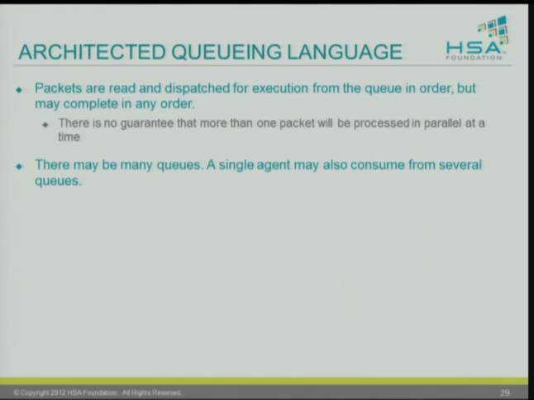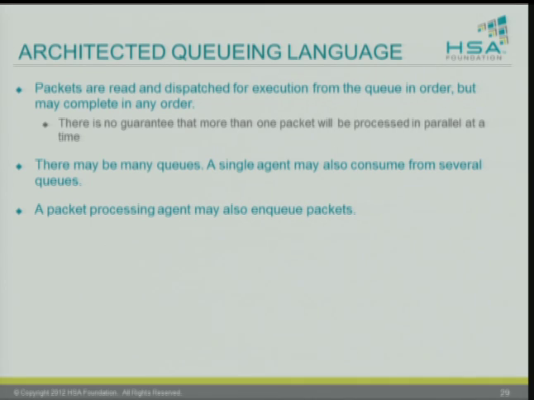There may be many queues in the system, so it's really up to the implementation if they want to put a max on the number of queues, and a single agent can actually be consuming from several different queues. So you could have different queues for different classes of work. A packet processing agent can also enqueue packets. Because this is all done through standard shared virtual memory that's cache coherent, there's no reason an agent like a GPU that's taking a packet and executing it can't then in turn place packets back into a queue to be executed later, maybe by itself or maybe by another agent.